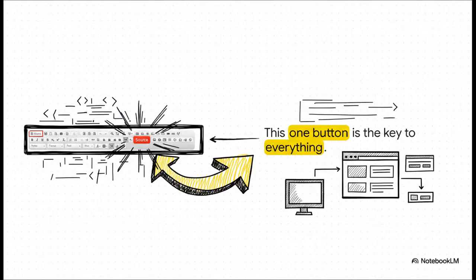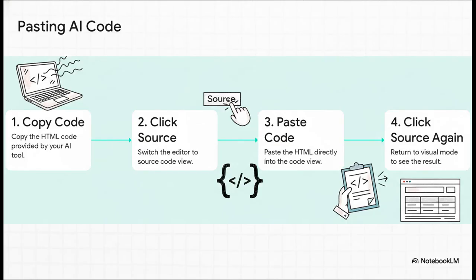And here it is, the source button. That little guy is the magic gateway between the visual world that you see and the code world that the computer sees. It is, without a doubt, the absolute key to making AI work for you. And the process? It's brilliantly simple. You copy the code from your AI, you click Source to peek behind the curtain into Code View. You paste your code in there, then you click Source again to come back. And just like that, poof, your pricing table appears perfectly formatted.